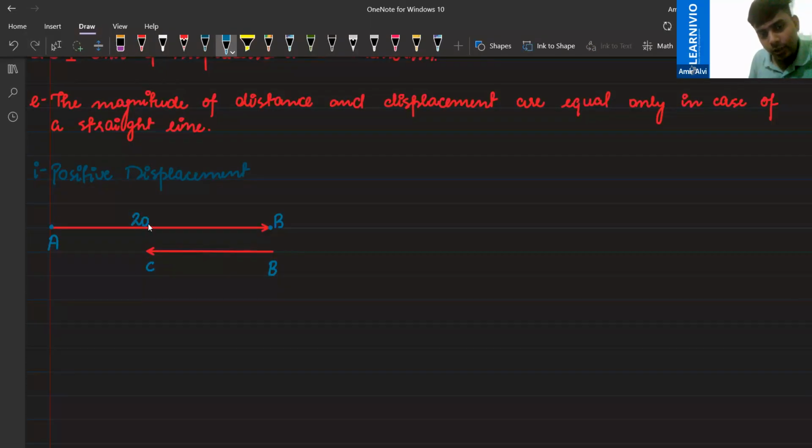So suppose that this is 20 meters and this is 10 meters. Please do let me know the answer of distance and displacement in this case. If you have started from point A, gone to point B, and from point B to C, what will be the distance and displacement in this case? Please let me know the answer in the chat one by one.